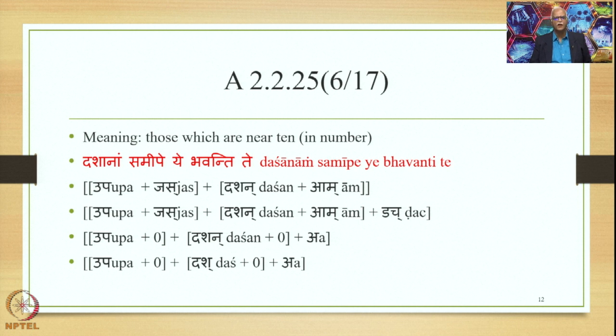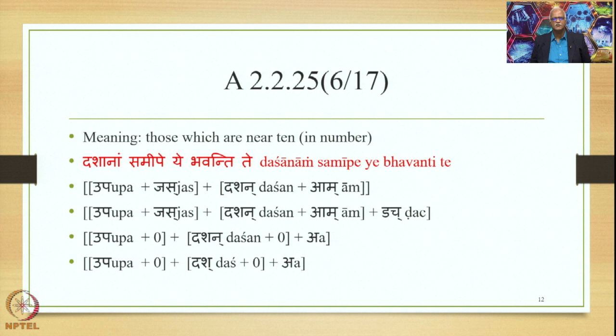Let us go to the concrete example. So when we have to convey the meaning, those which are near 10 in number, that means we are referring to either 9 or 11 entities. So we have dashanam samipe ye bhavanti te. That is the laukika vigraha. And then we have the alaukika vigraha, namely upa plus jas plus dashan plus am. Dashanam samipe. Upa plus jas plus dashan plus am.